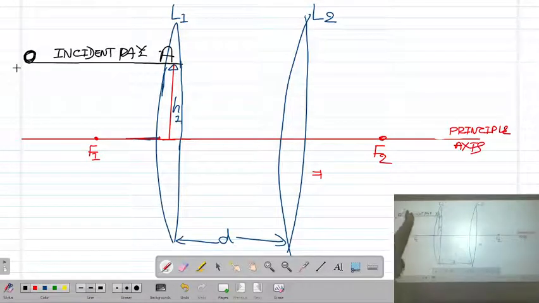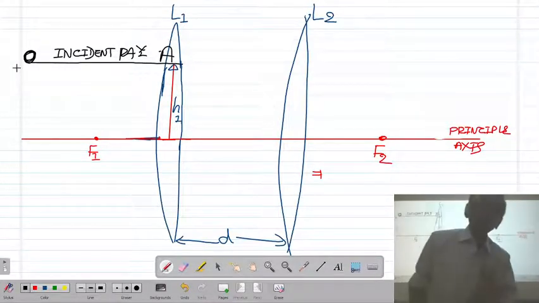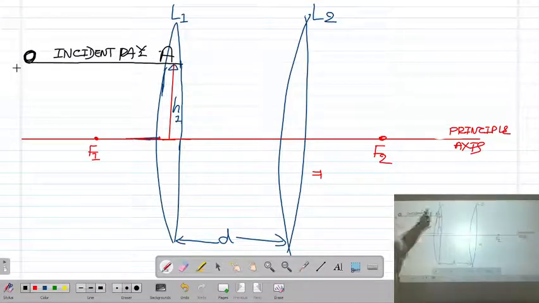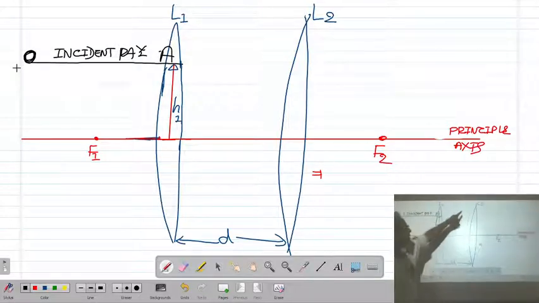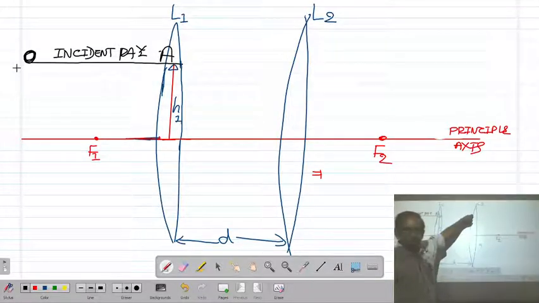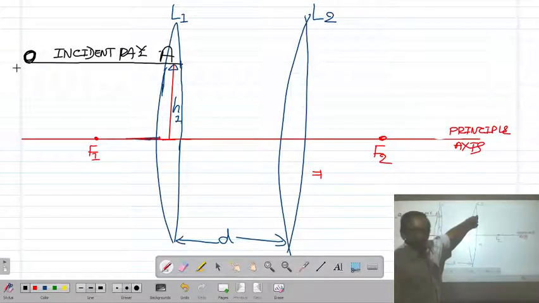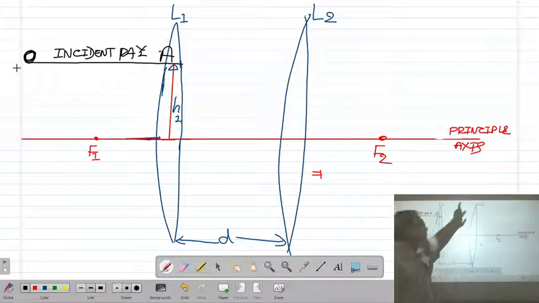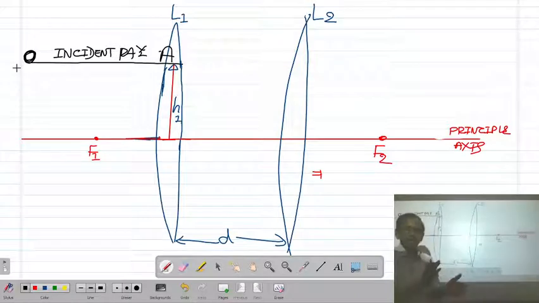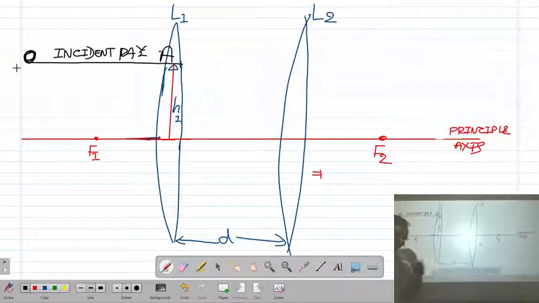Now this incident ray undergoes refraction in the lens system. Actually, the incident ray OA undergoes refraction at four surfaces of the two lenses. On the left hand side surface of lens L1 it undergoes refraction. From the right hand side surface of lens L1 it undergoes refraction. From the left hand side surface of lens L2 it undergoes refraction. From the right hand side surface of lens L2 it undergoes refraction. So it undergoes refraction at four surfaces of lenses L1 and L2.